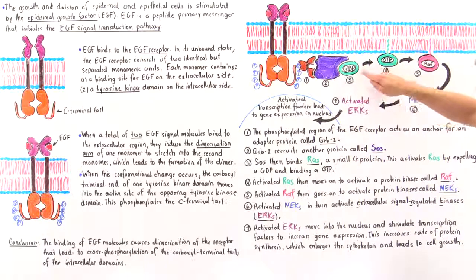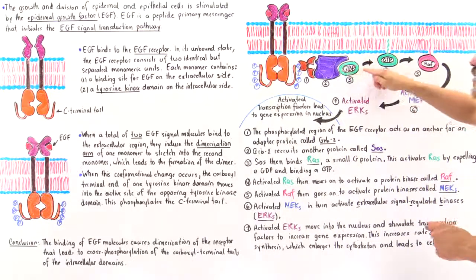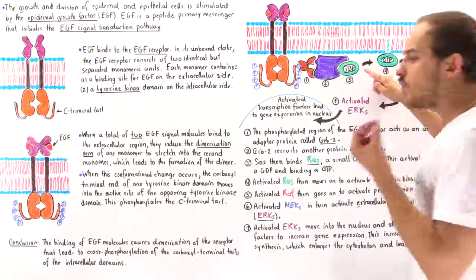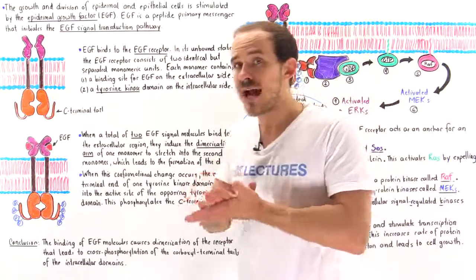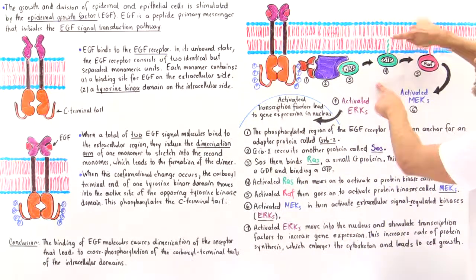Now, this RAS is actually attached into the membrane, and that's because the RAS protein contains a covalently modified amino acid that contains a lipid attachment, and that lipid attachment remains inside the membrane.